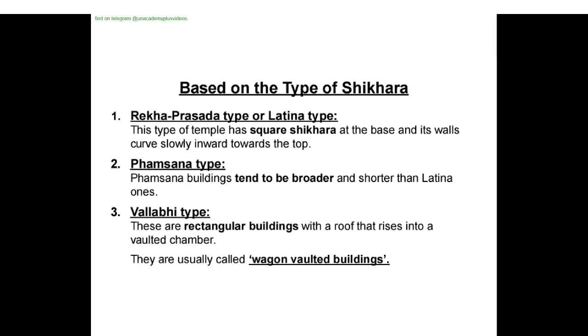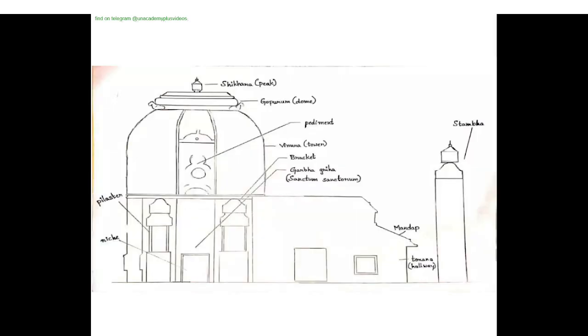Based on the type of Shikhara: Rekha Prasada type or Latina type. This type of temple has a square Shikhara at the base and its walls curve slowly inward towards the top. Bhumija type. Bhumija buildings tend to be broader and shorter than the Latina ones. Vallabhi type. These are rectangular buildings with a roof that rises into a vaulted chamber. They are usually called wagon vaulted buildings.